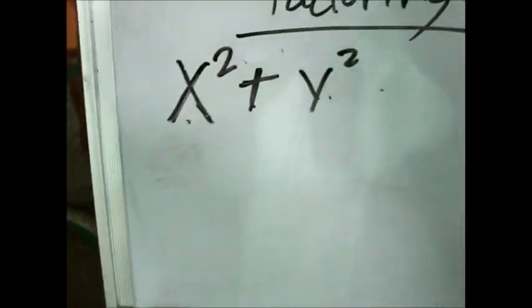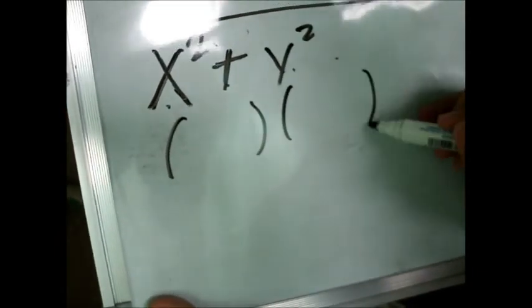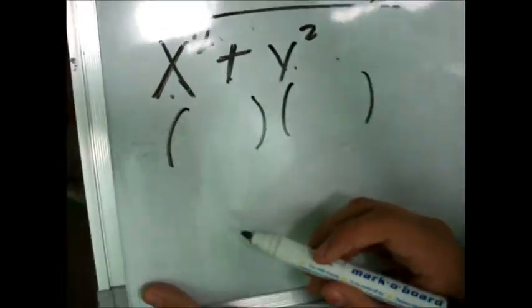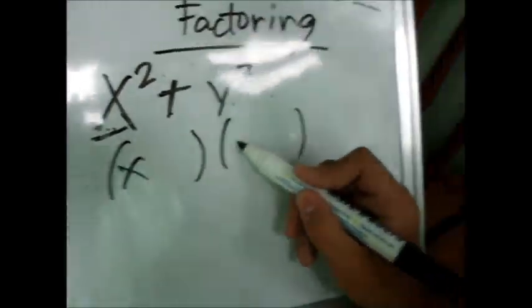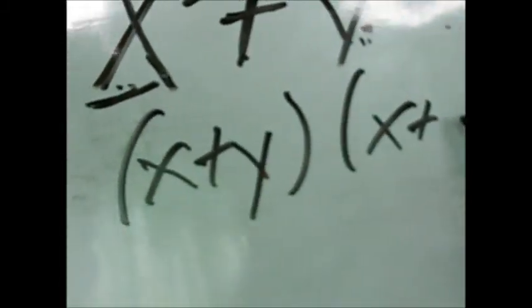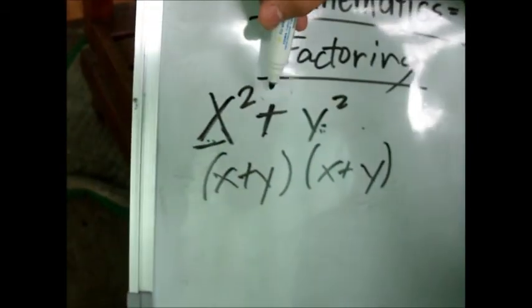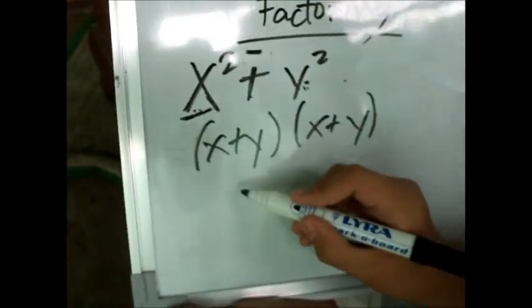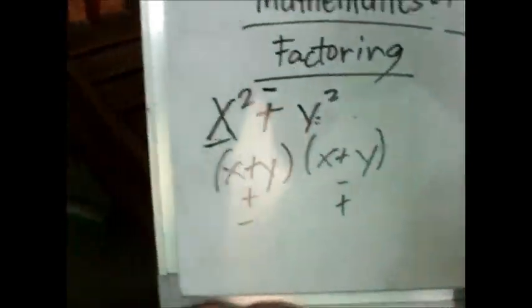So the first step is you will group it into two quantities. The second step is you will take the square root of the first term, the x and x, copy the sign plus, and you will also take the square root of the last term, the y and y. So guys, if you encounter a negative sign, you will just put positive, negative, or negative, positive. You will just arrive at the same answer.